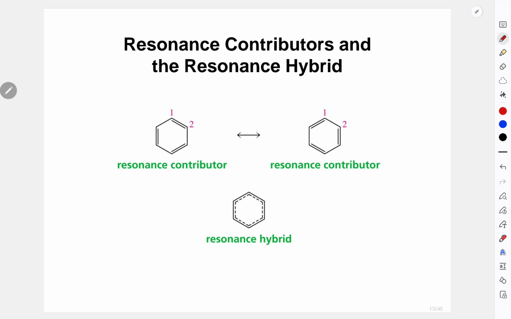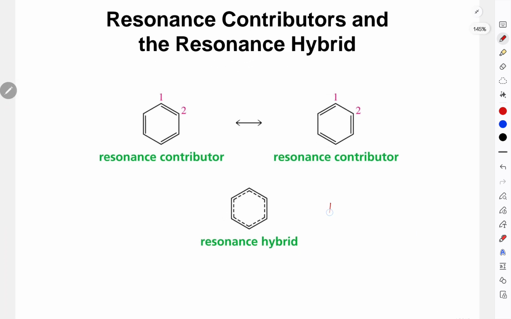And this is not an equilibrium, though. This is resonance. Resonance and equilibrium are completely different. So the proposal of rapid equilibrium is not rigorously true. The concept of resonance is different from equilibrium. To make this resonance hybrid, you have contributors: contributor one and contributor two. And these contribute equally to make this hybrid structure.